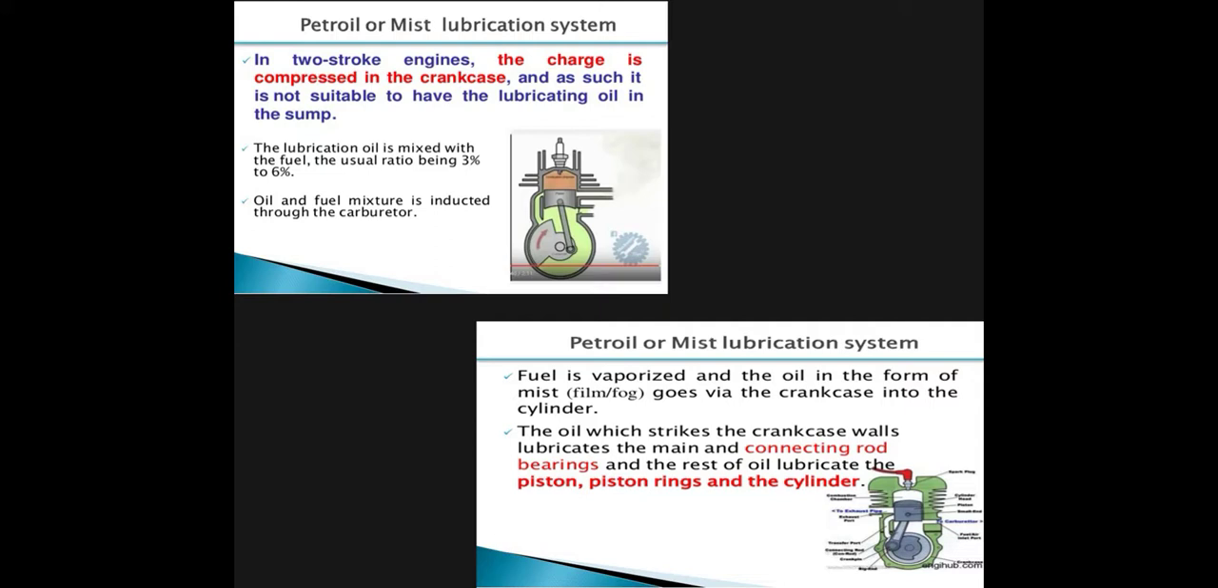The oil and fuel mixture is inducted through the carburetor. Fuel is vaporized and oil in the form of mist goes via the crankcase into the cylinder. The oil which strikes the crankcase wall lubricates the main and connecting rod bearings, and the rest of the oil lubricates the piston rings and the cylinder.